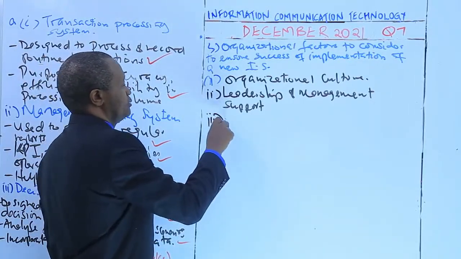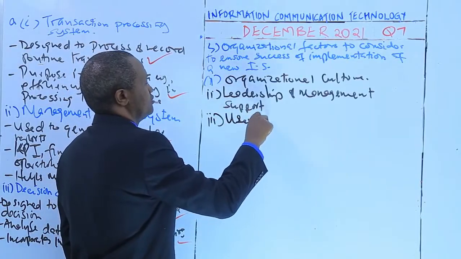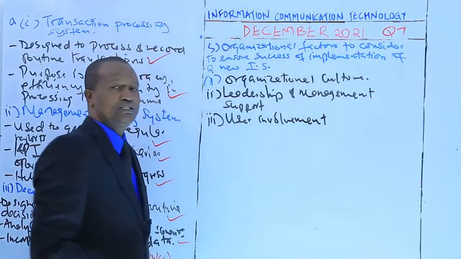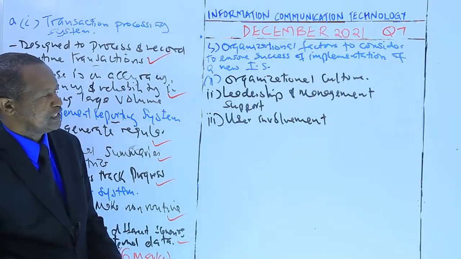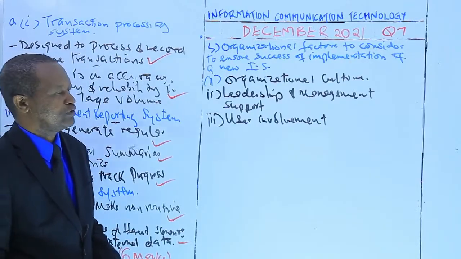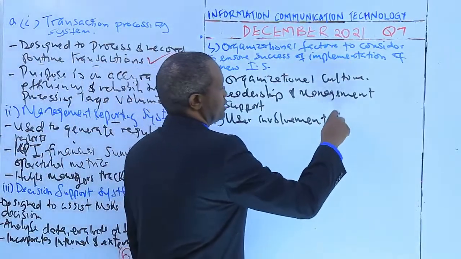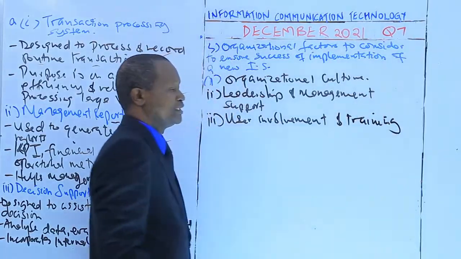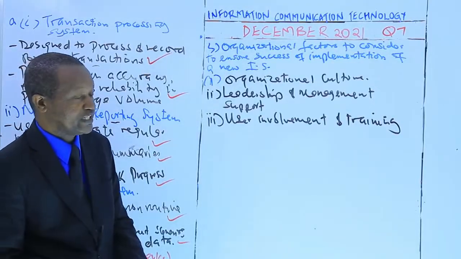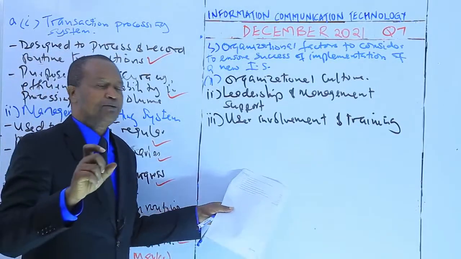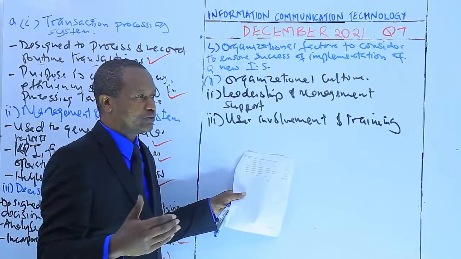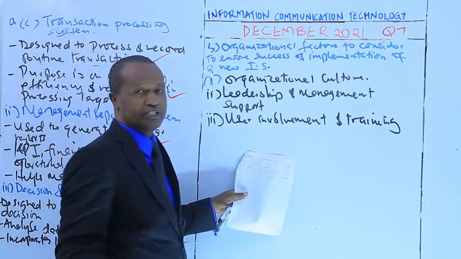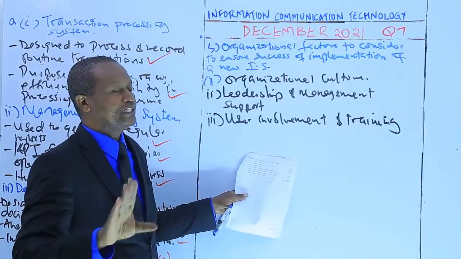3, user involvement. User involvement and training. Users must not only be involved but also be trained. Involving end users in the implementation process is crucial for their acceptance and adoption of the new system. And users should be engaged early.